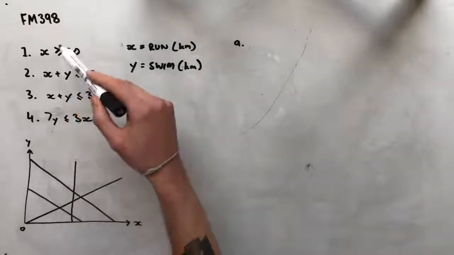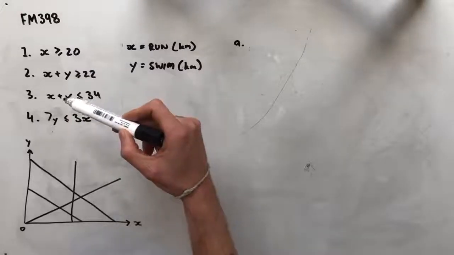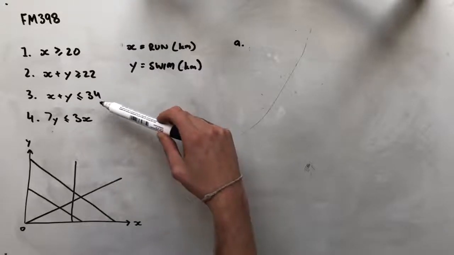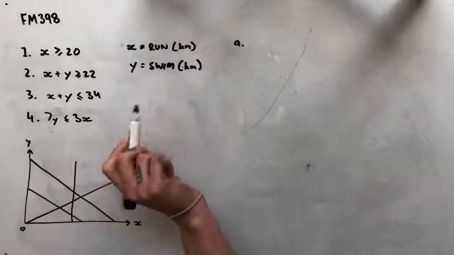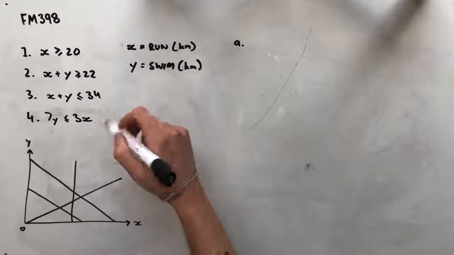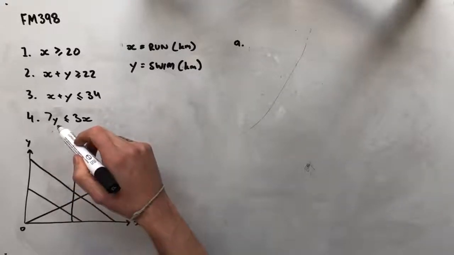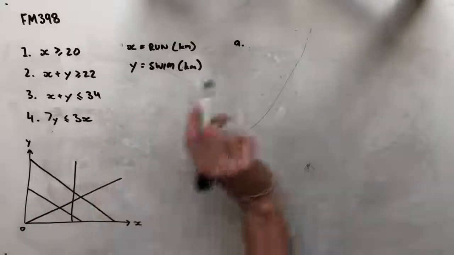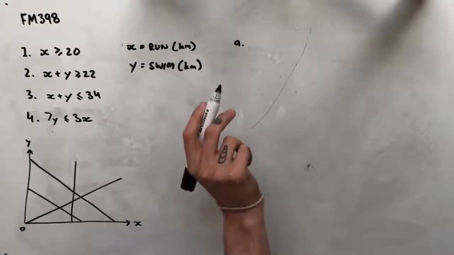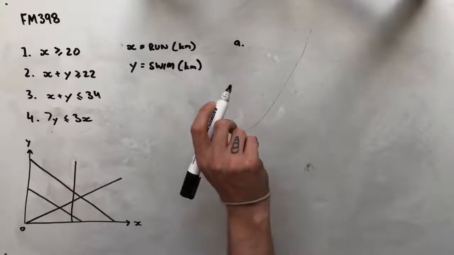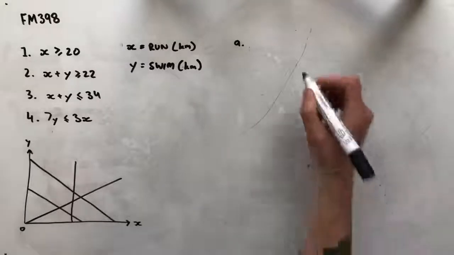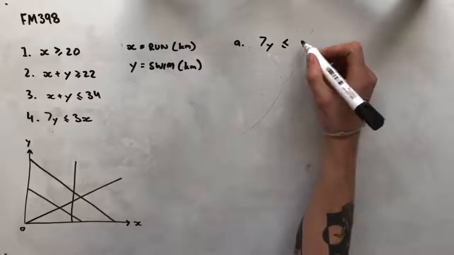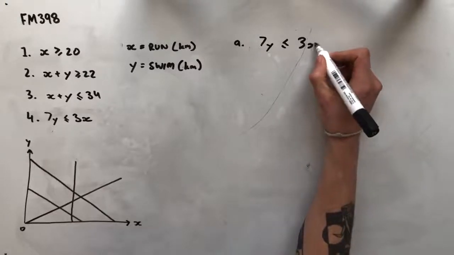So run at least 20 kilometers each week, a combined effort of at least 22 kilometers each week, but we don't want to exceed a combined effort of 34 kilometers each week. There is another constraint given by inequality 4, and that is 7y less than or equal to 3x. Question A wants us to describe inequality 4 in terms of the training Colton must perform. So what we're looking at here is this 7y less than or equal to 3x.